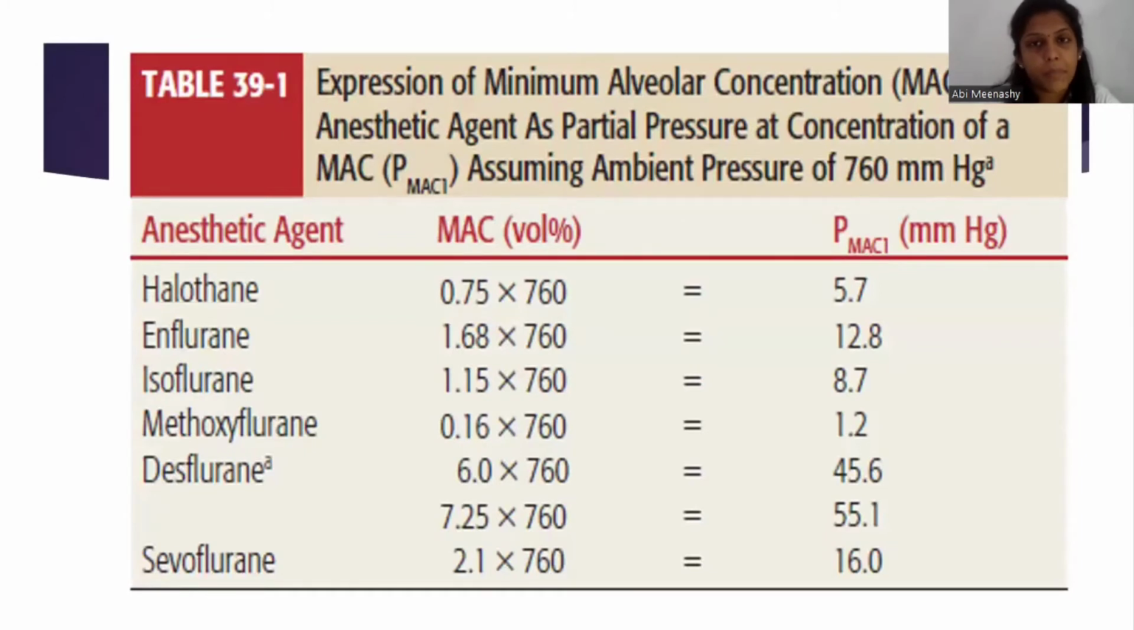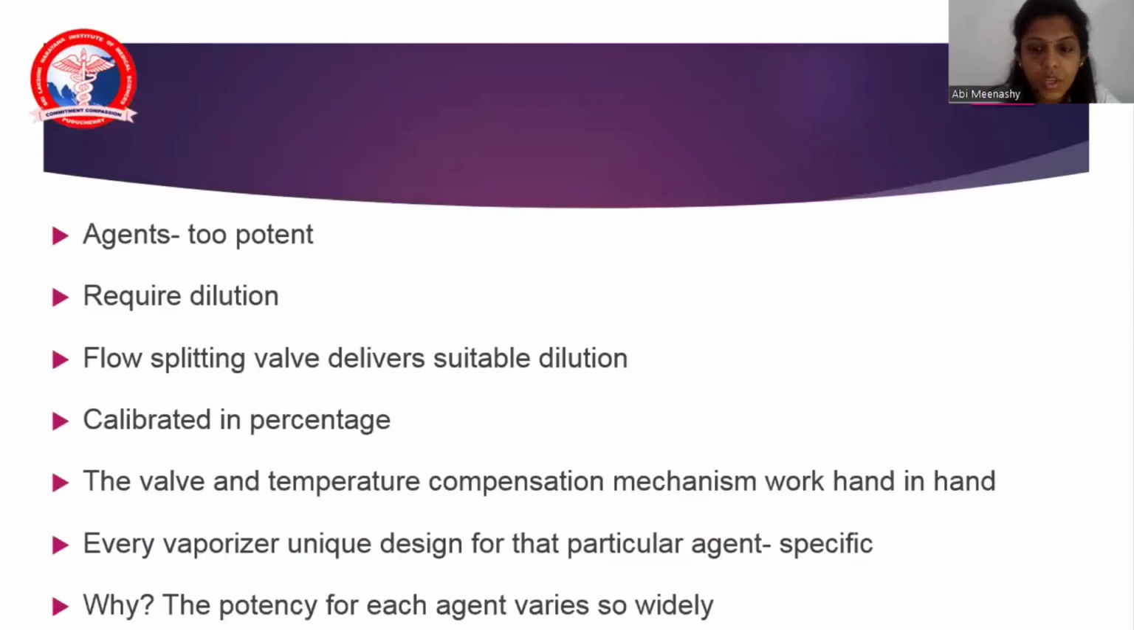Okay, the MAC value we read about in your inhalational agent class. So MAC value, this is how you calculate. MAC is minimum alveolar concentration. The agent is too potent, so it might require dilution. It is too potent to use. For clinical purposes, we will dilute it.